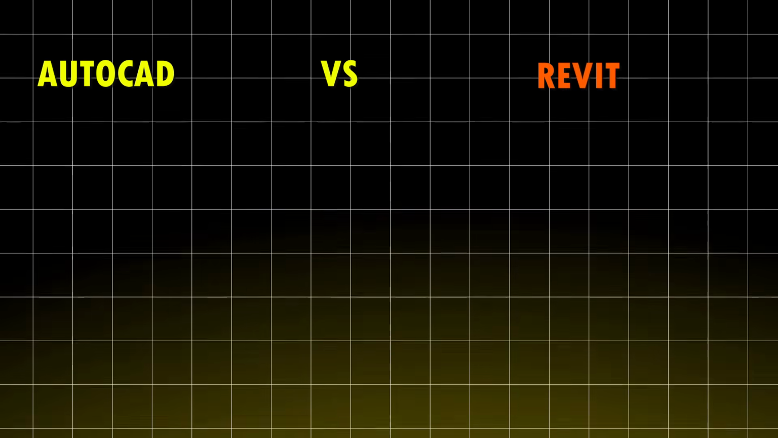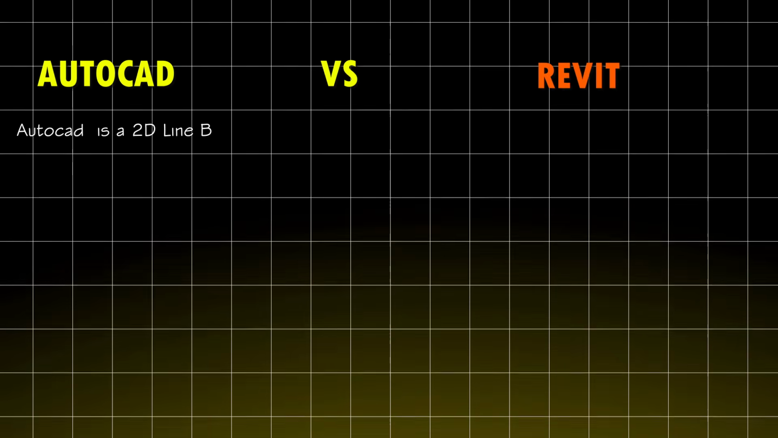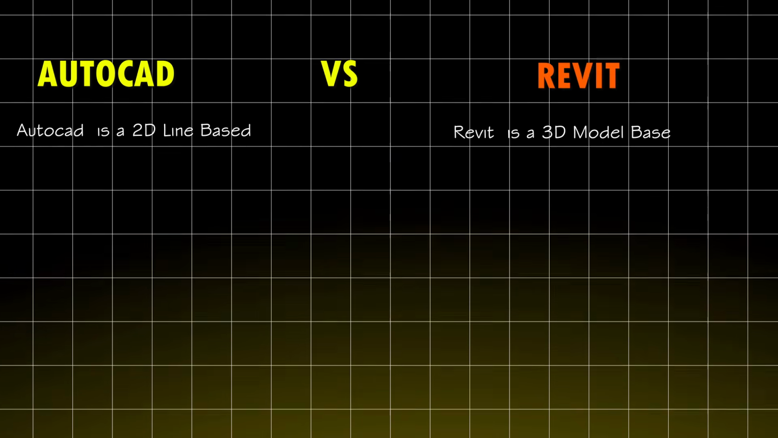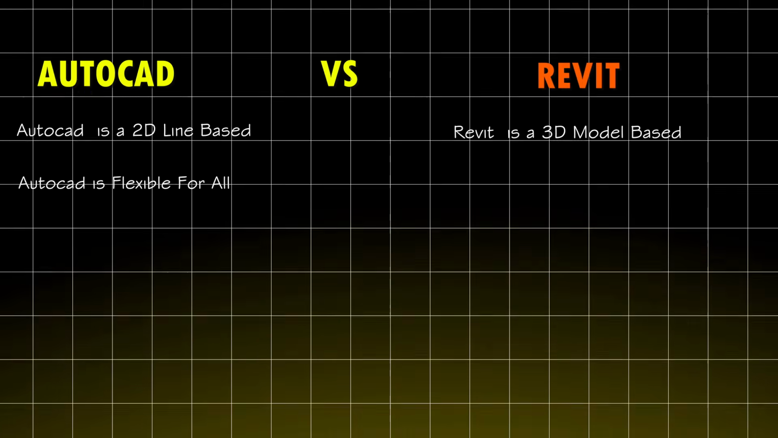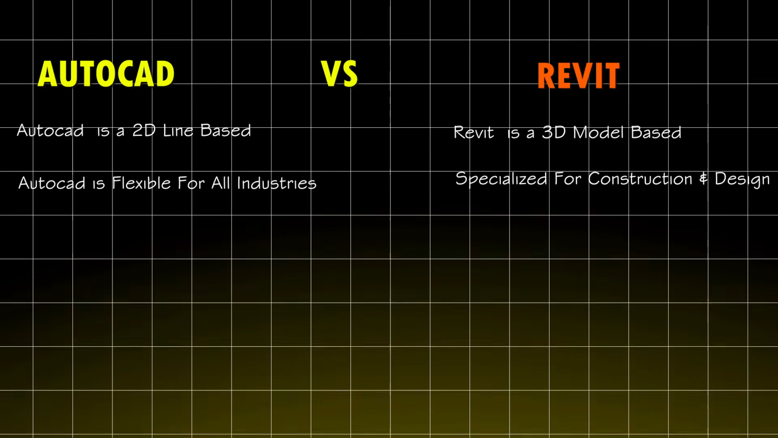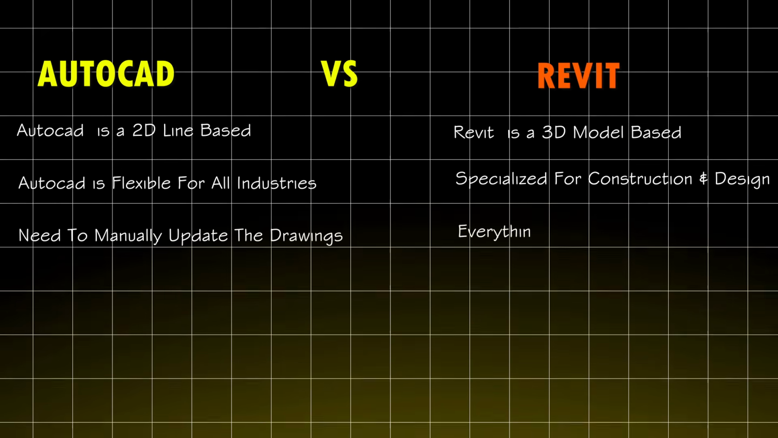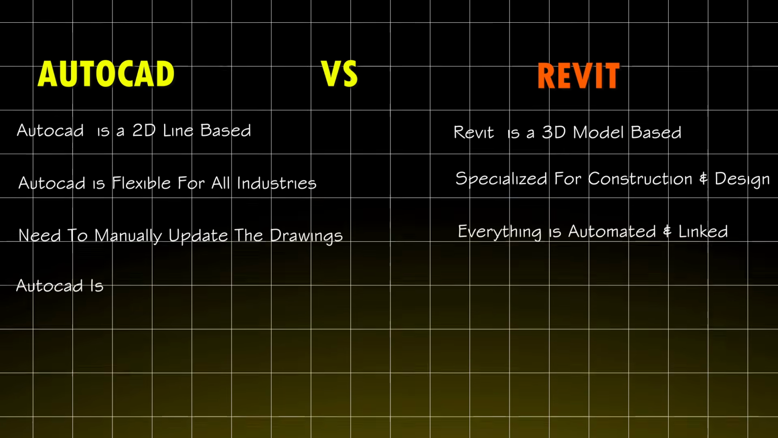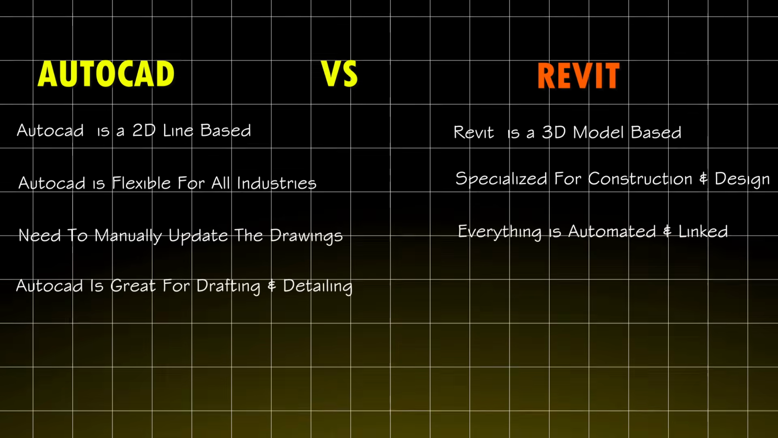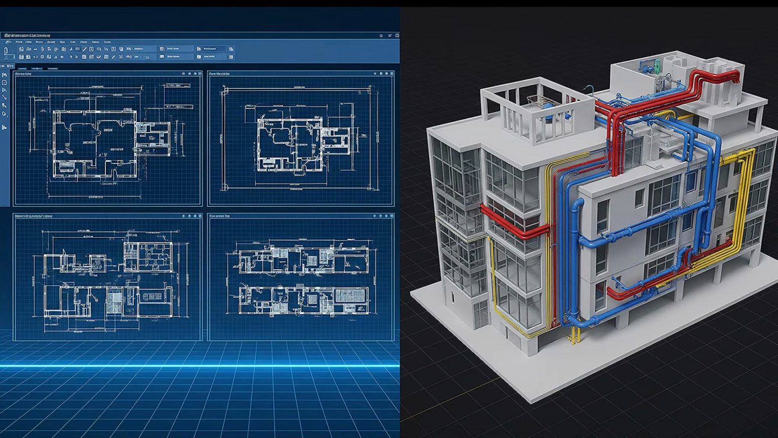So what are the key differences? Let's break them down. AutoCAD is 2D and line-based, while Revit is 3D and model-based. AutoCAD is flexible for all industries, but Revit is specialized for construction and design. In AutoCAD, you need to manually update drawings, but in Revit, everything is automated and linked. AutoCAD is great for drafting and detailing, while Revit shines in collaboration and project coordination. These differences clearly show why professionals often choose one over the other.